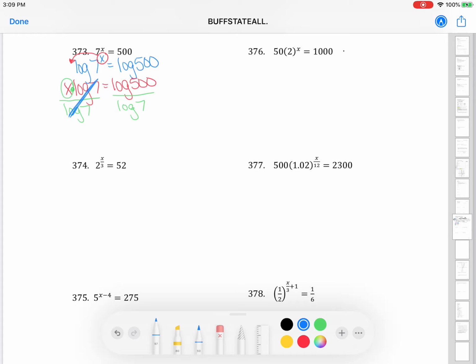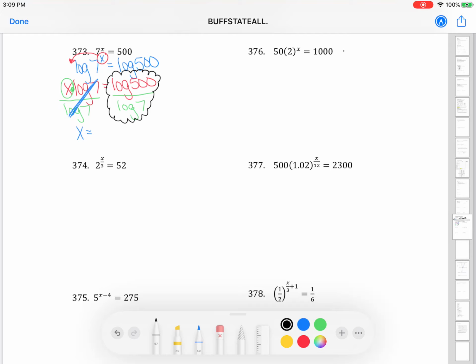So notice what happens. Log 7 divided by log 7, even though you don't know what that is. You know, anything divided by itself cancels. Then the x comes down, and here's where you might be thinking, oh no. You are going to plug this right here into your calculator. So that's why you need your calculator. Hopefully you have it right now.